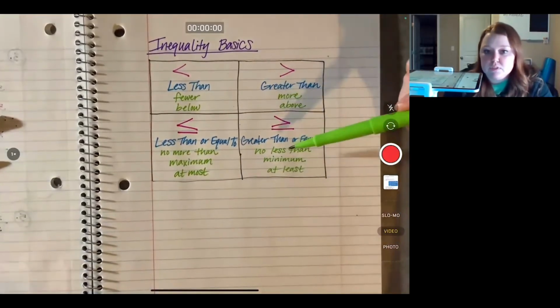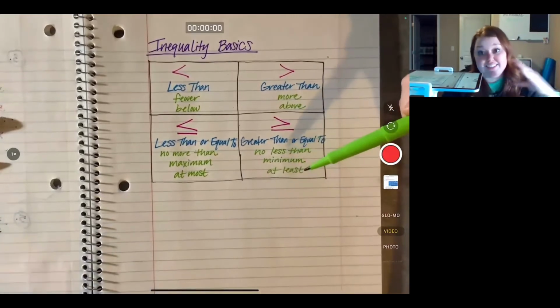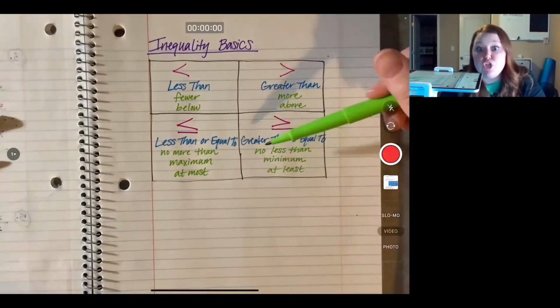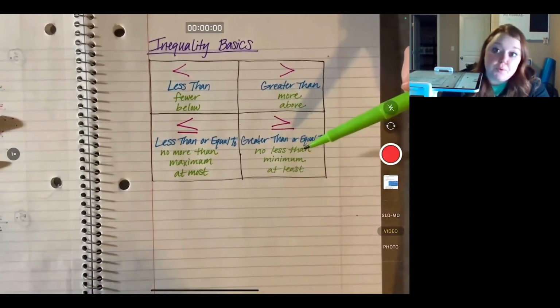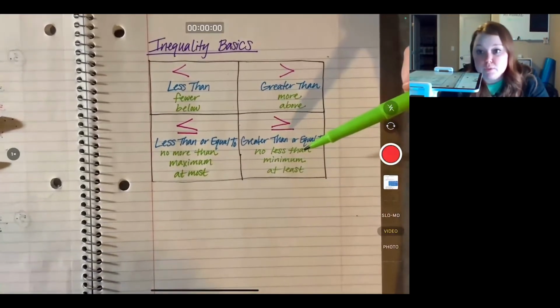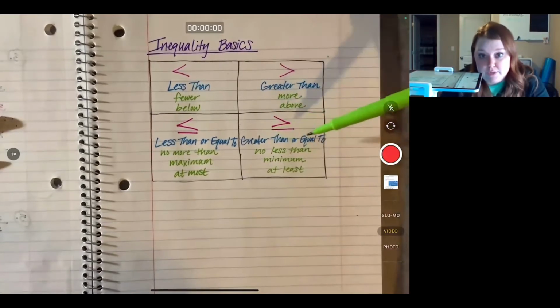Once again, you see words like less and least, so they think it's less. But no, this says no less than. So that's why it's your minimum. You can't go lower than that. It can be more or equal to. Okay, greater than or equal to.